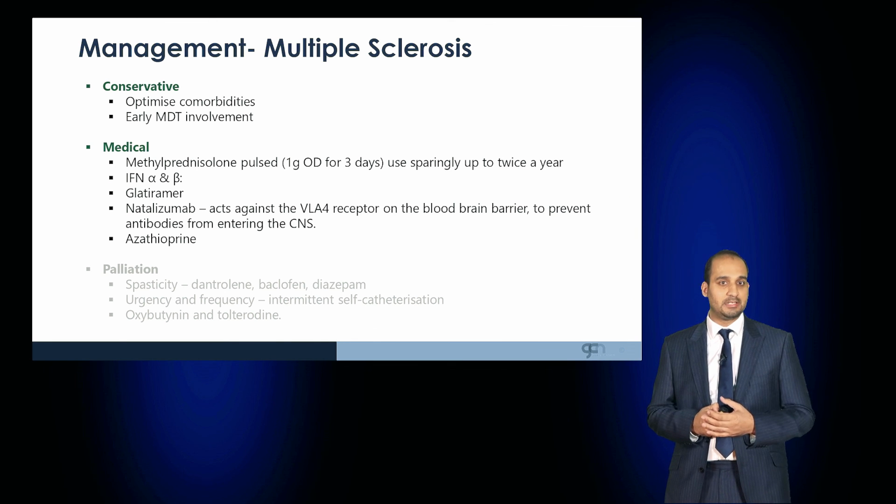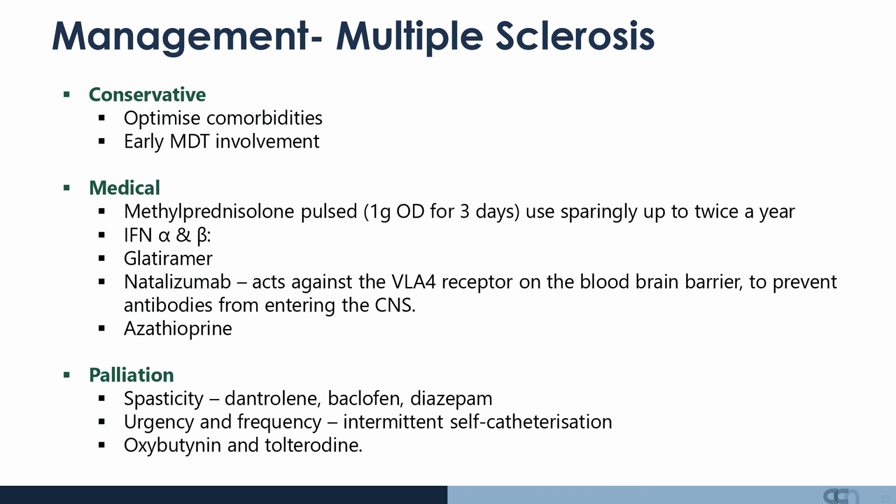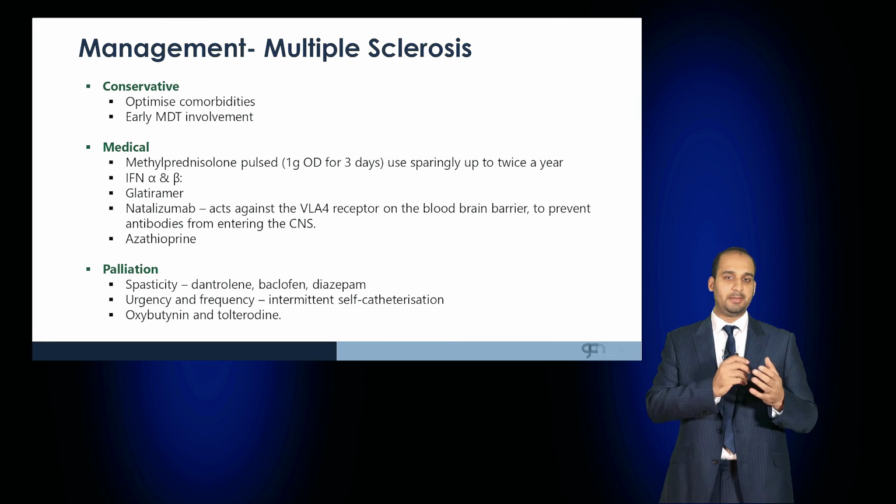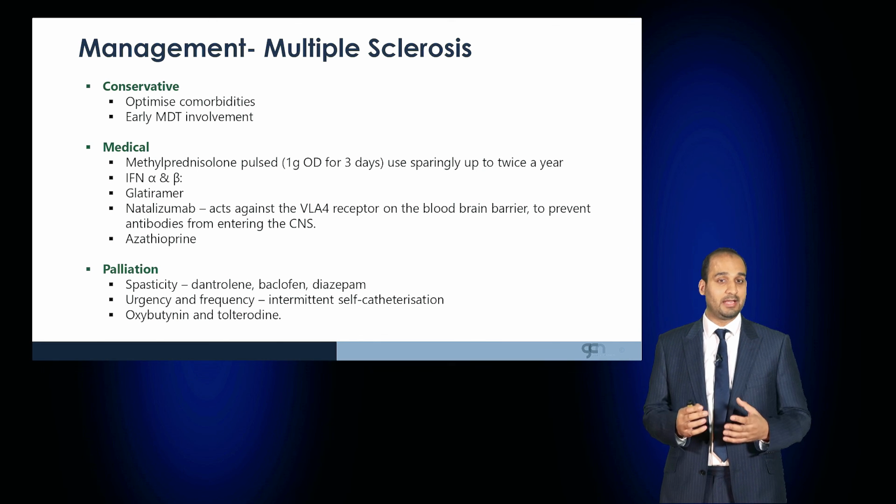This is a progressive condition and palliation needs to be considered. Spasticity can be treated with dantrolene, baclofen, or diazepam. Urgency and frequency require the patient to intermittently self-catheterize or use oxybutynin and tolterodine.